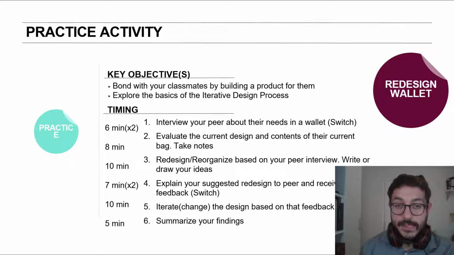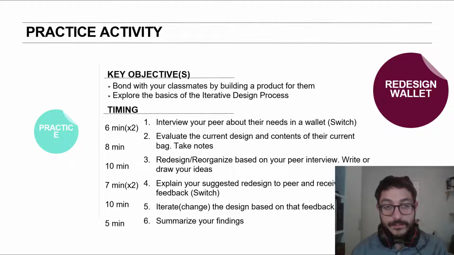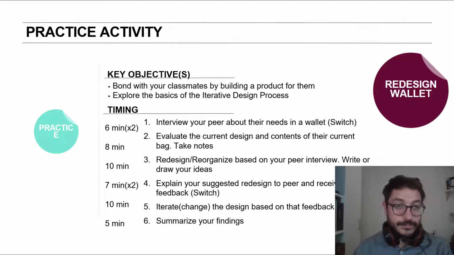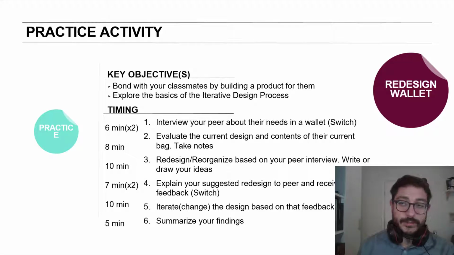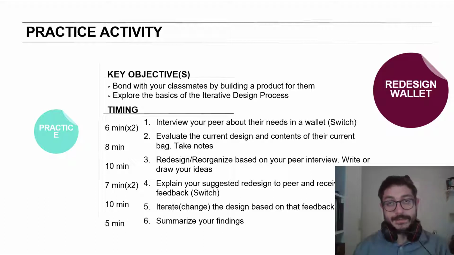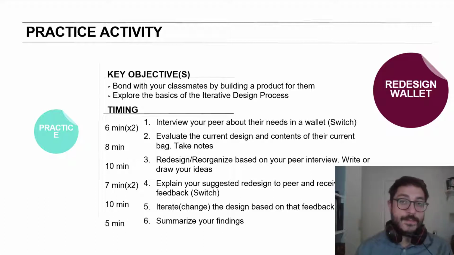Evaluate the current design and content of the current wallet and take notes. So keep them talking. Don't just assume. You need to write down things because that is data. Data is the most important thing that you can have nowadays.